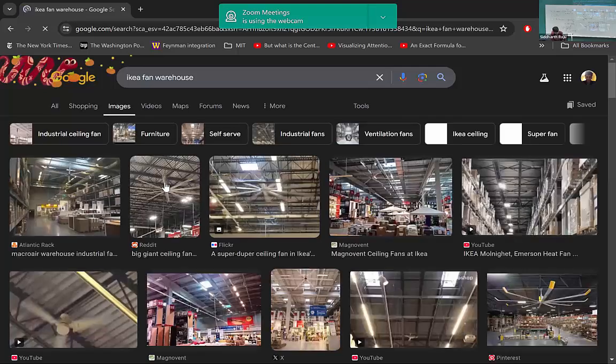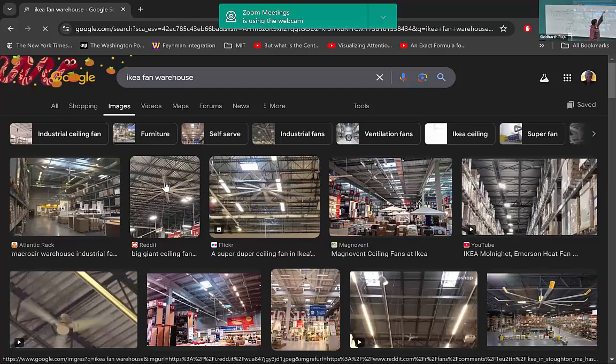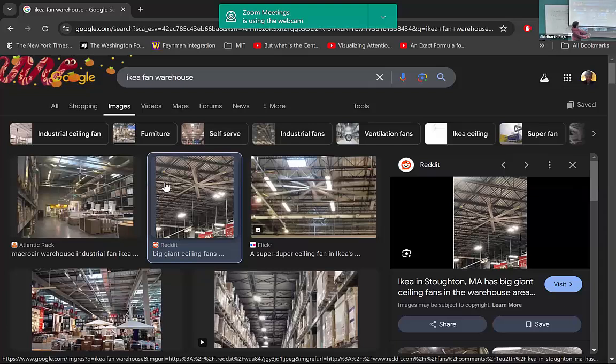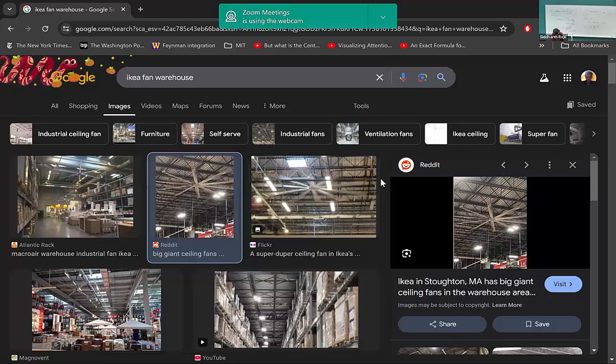Yeah, this one right here. So this huge fan right here, do you see it? Okay. So that fan rotates. I was able to find the seller for the fan and they have the specs.